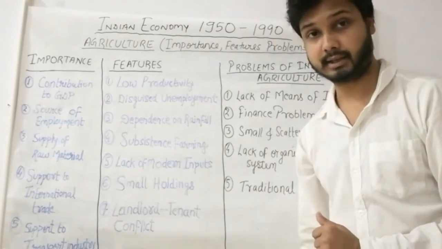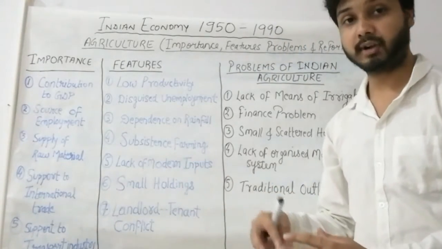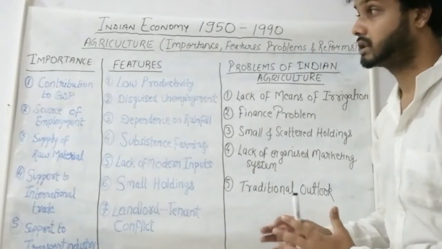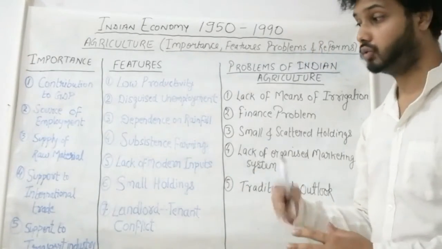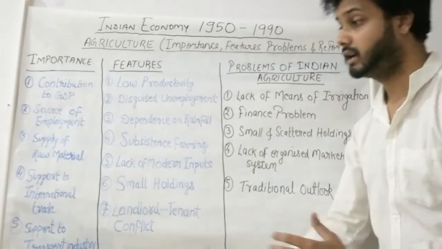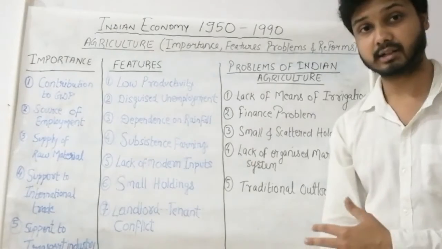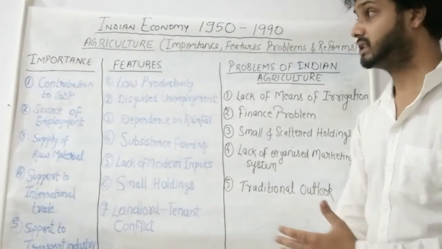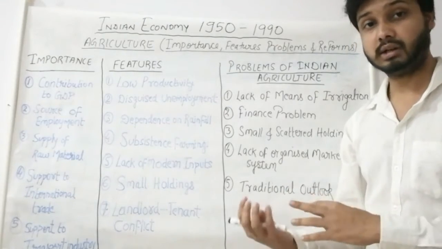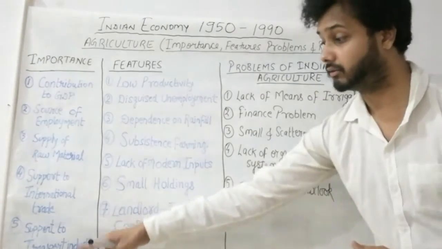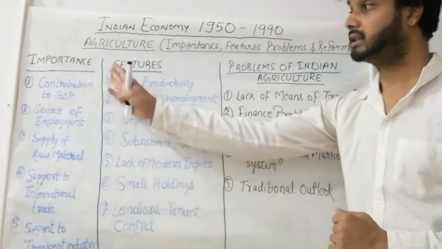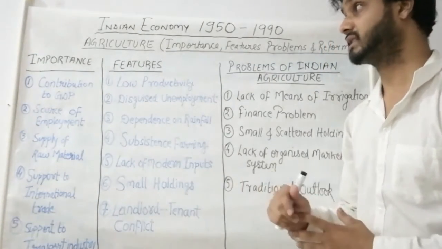Support to international trade. The agriculture sector also provides support to our international trade, as many of the agricultural products are transported from India to other countries. Support to transport industry. Agriculture also helps the transport industry, because agricultural products are transported from village areas to the city areas. With the help of transportation, it helps the transport industry also. These were some of the importance of the agriculture sector.